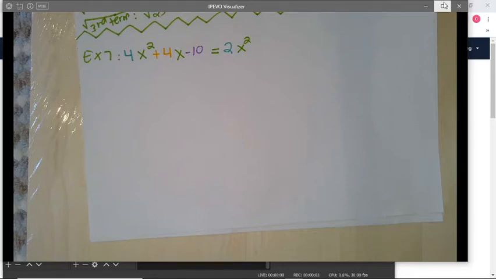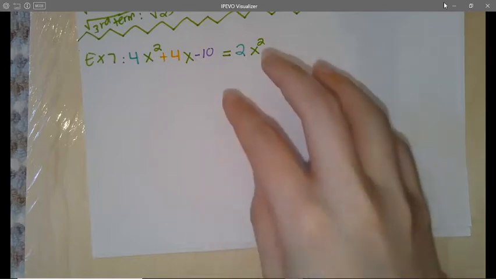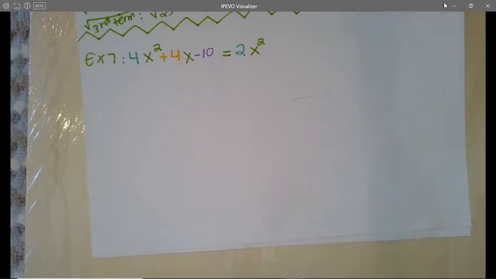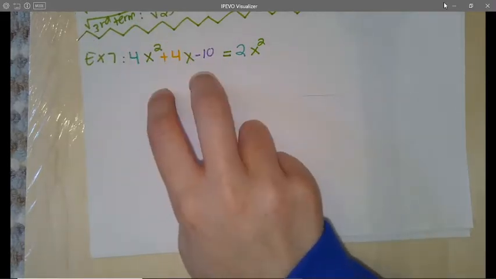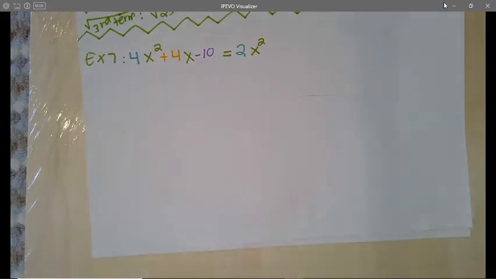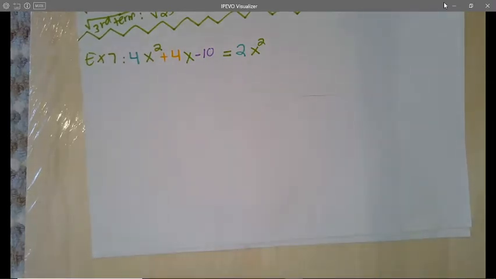Hi, you guys. Let's get started on example 7. So again, we're solving for x. We're finding the roots, the x-intercepts, the zeros, which are the solutions for a quadratic by completing the square. Remember, we're going to force this left-hand side to be a perfect square trinomial, whether or not it wants to be. And then after that, we'll be able to solve by using the square root property and square rooting both sides. So let's get started.